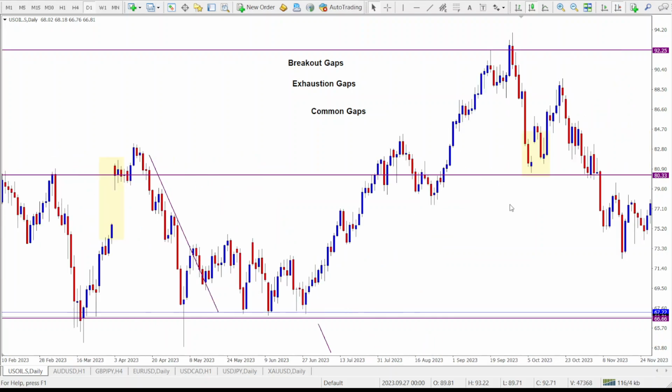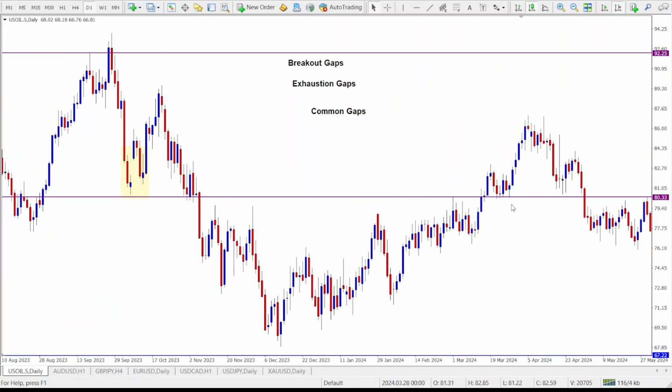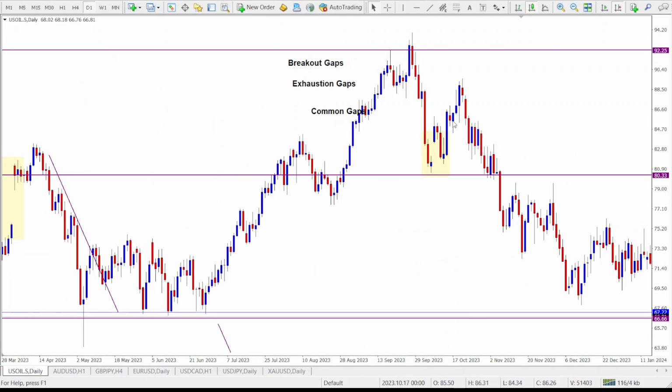Now, common gaps, they are usually filled quickly, right? You can see, for example, this was filled quickly. With just some fluctuations, the price retraces back to close the gap. Right after the gap happened, you can see the price just immediately came down and closed the gap. So this can present short-term trading opportunities.